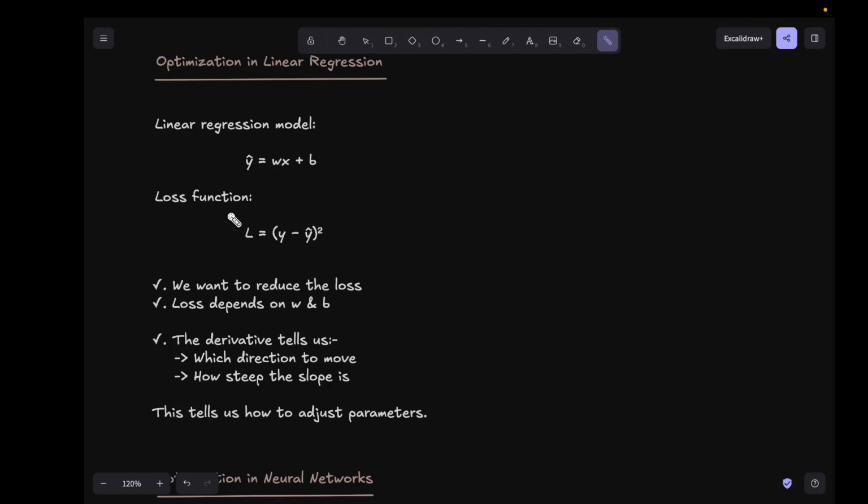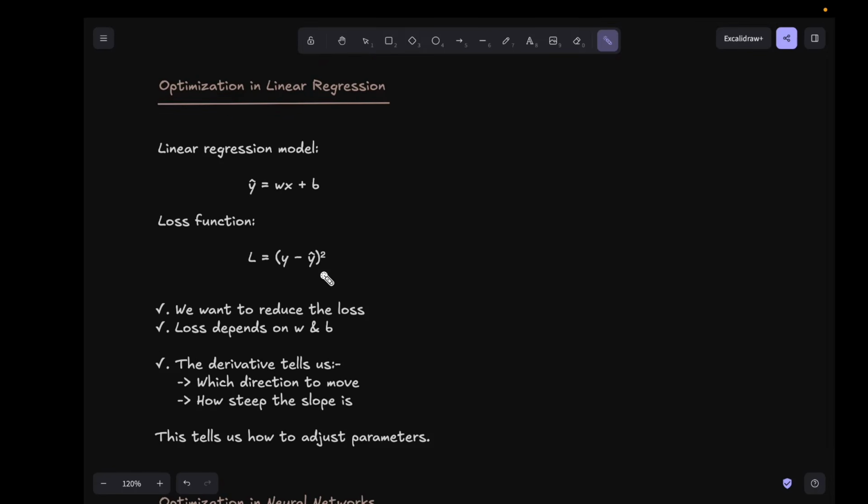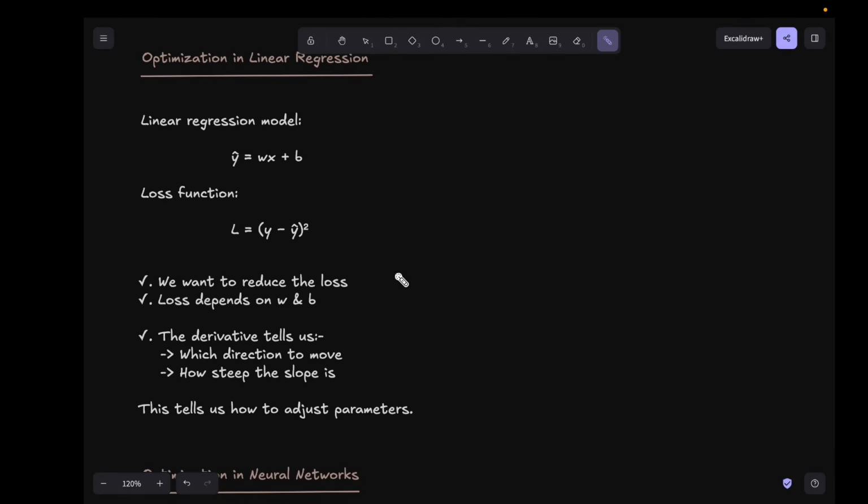Next, the loss function. The loss function L equals (y minus y cap) squared, where y is the actual value and y cap is the predicted value. We discussed it in the loss function session. We use the square to get rid of the minus sign, so that negative and positive errors don't cancel. Here we want to reduce the loss, and in optimization we reduce the loss function.